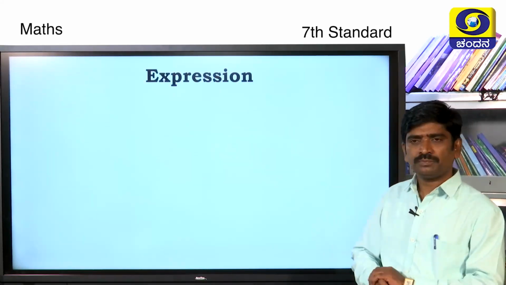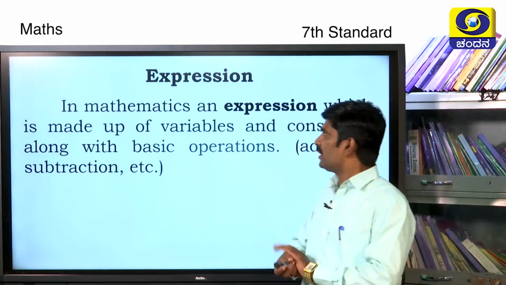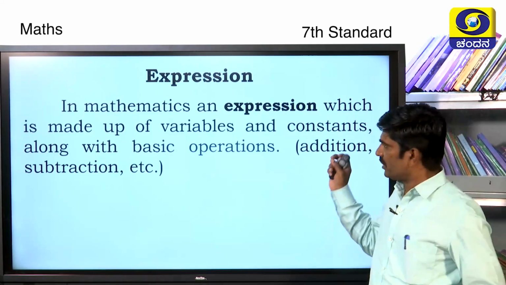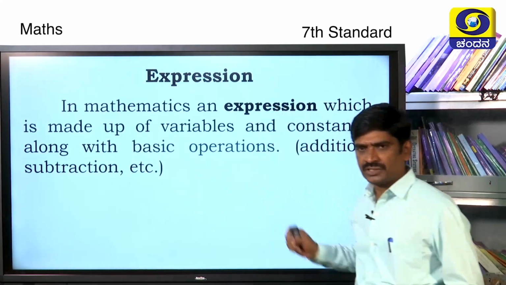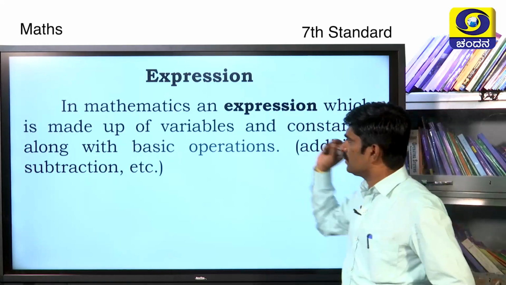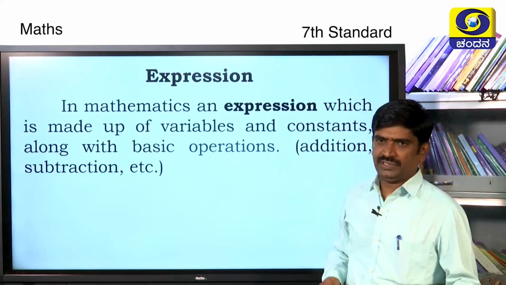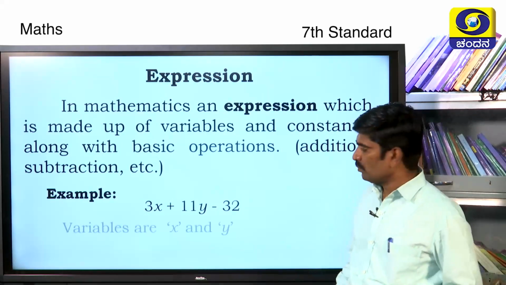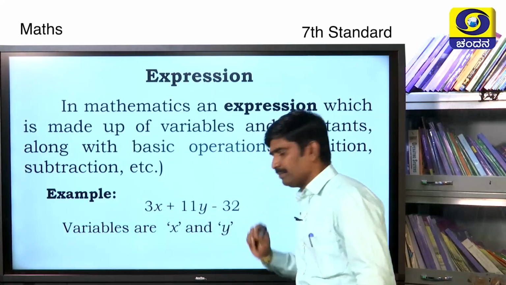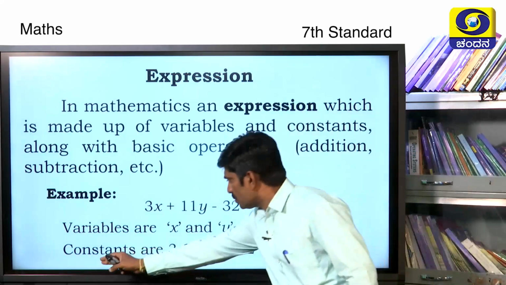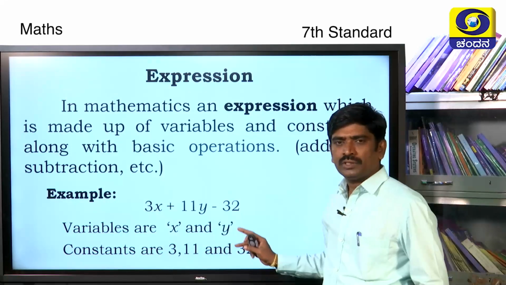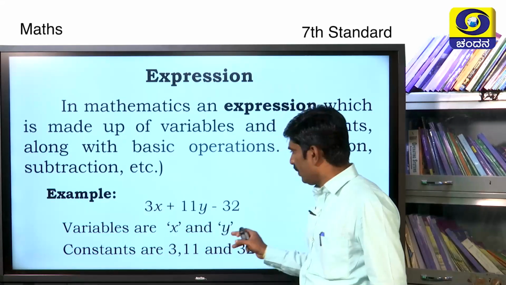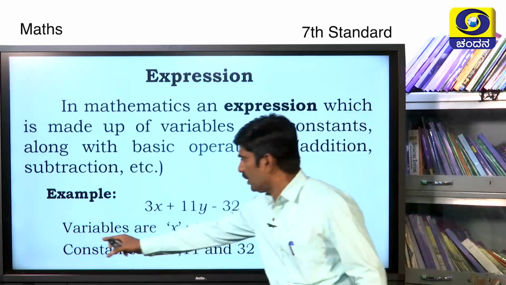Next, what is an expression? In mathematics, an expression is made up of variables and constants along with the basic operations. Which are the basic operations? Addition, subtraction, multiplication and division. One example: in this expression, the variables are x and y, and the constants are 3, 11 and 32. 3, 11 and 32 are fixed values, that is why they are called constants, but the values of x and y are not fixed, that is why they are variables.